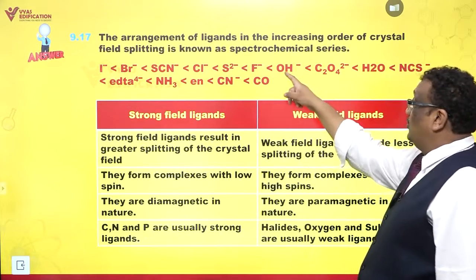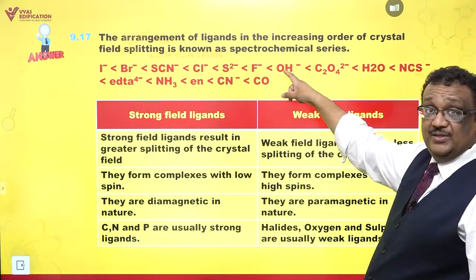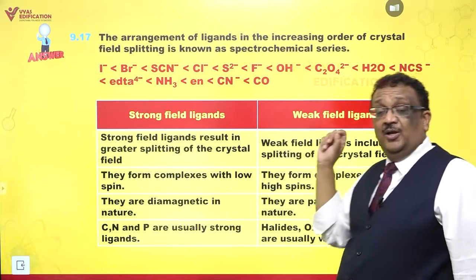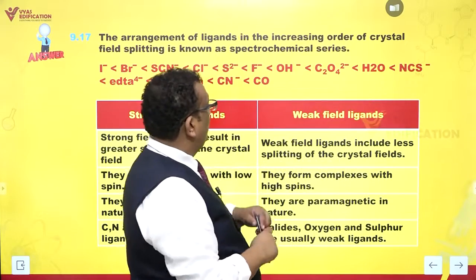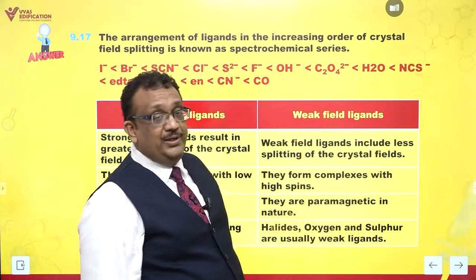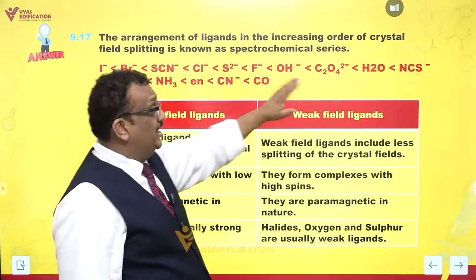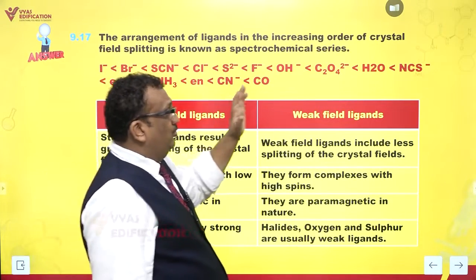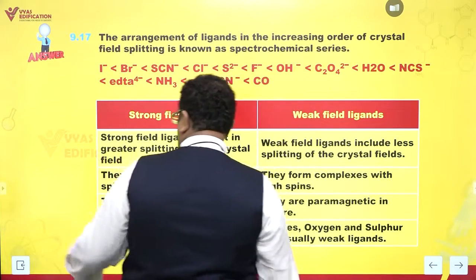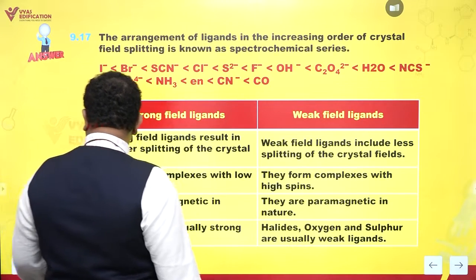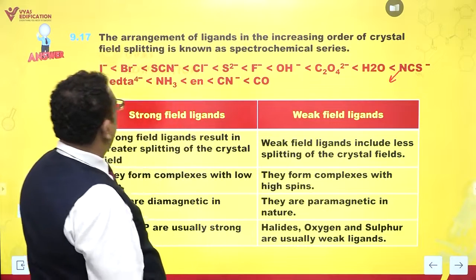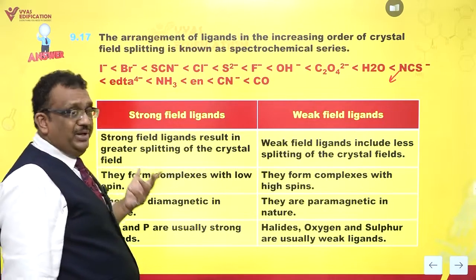If you move ahead, oxygen donors: OH minus, oxalato, water. In all these three cases, the donor atom is oxygen, and they are also weak field only. But amongst the weak ones, they are better than halide donors. You go ahead a little, now you have moderate ones, NCS minus, isothiocyanate, in which the donor atom, my dears, is not sulfur but nitrogen. This is a nitrogen donor. And then you have EDTA, which is kind of mixed.